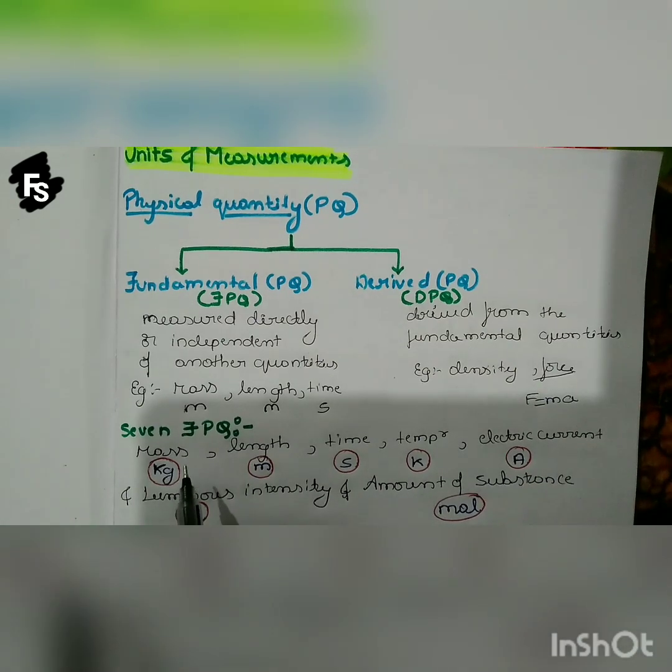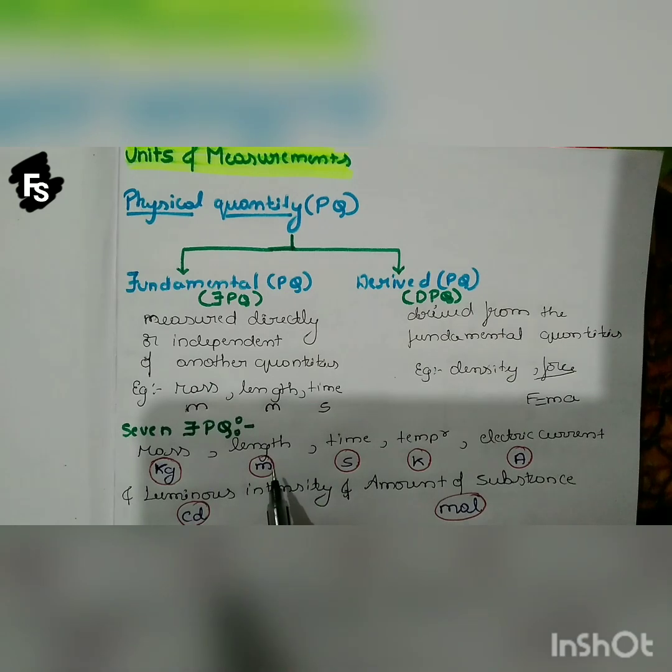There are 7 fundamental physical quantities. They are mass, which is measured in kg, length, which is measured in meters, time, which is measured in seconds, temperature, which is measured in Kelvin, current, which is measured in ampere, luminous intensity, which is measured in candela, and amount of substance, which is measured in moles.